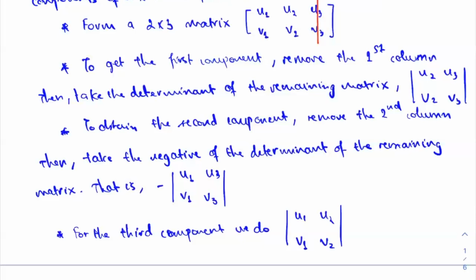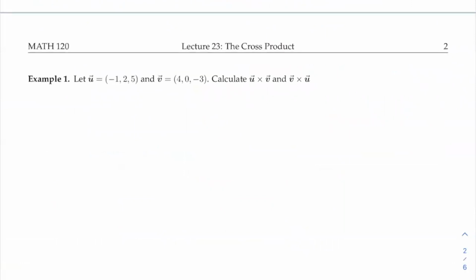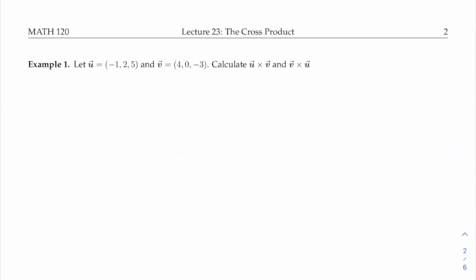Now let's do the calculation for a particular example. Given two three-dimensional vectors, U is equal to -1, 2, 5, and V is equal to 4, 0, -3. Can you calculate U crosses with V and then V crosses with U? As you can see, the order in which you perform the cross product is going to matter in these calculations.